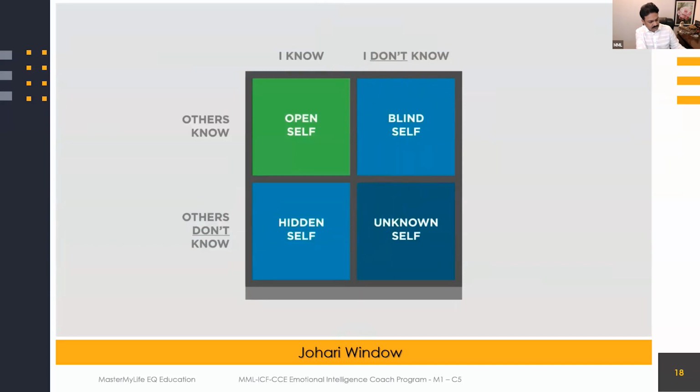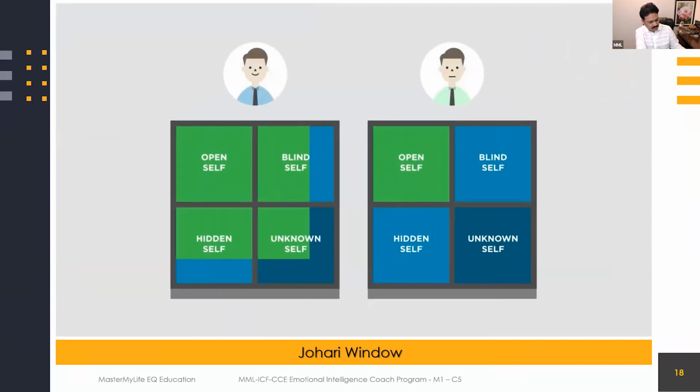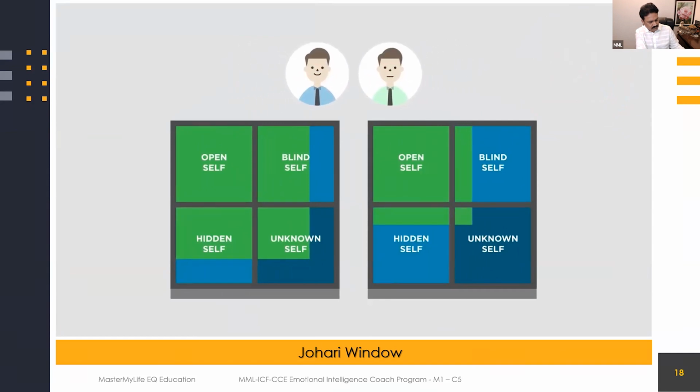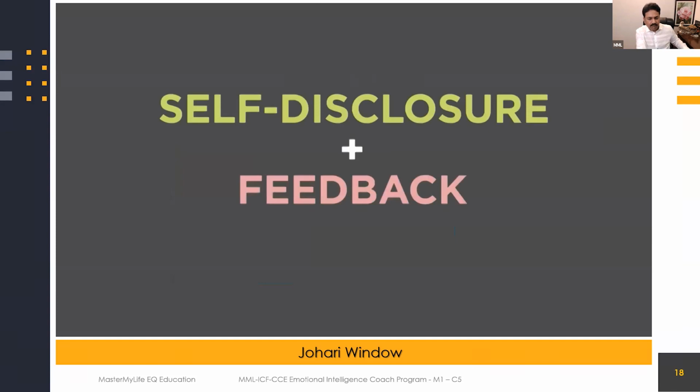When it comes to leadership development, we often want to increase people's open area. This is because people who have a large open area are able to inspire trust, are approachable and easy to talk to, and are seen as people who communicate openly and get along well with others. Established leaders will have larger open areas than new leaders, and they should help to facilitate increasing the size of new leaders' open areas. This is done through 2 things: self-disclosure and feedback.